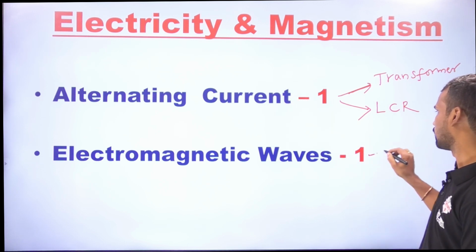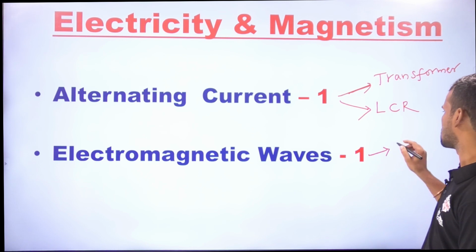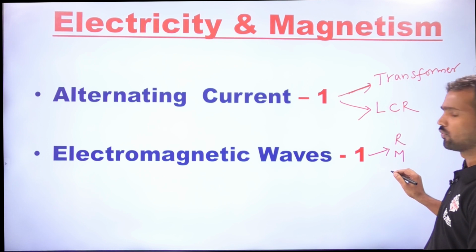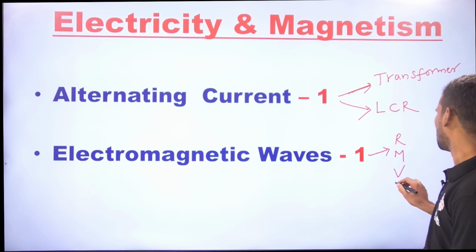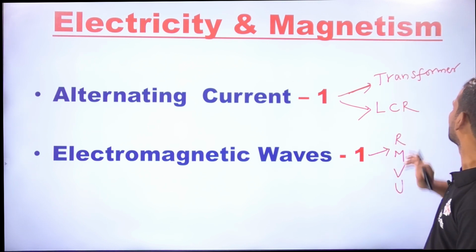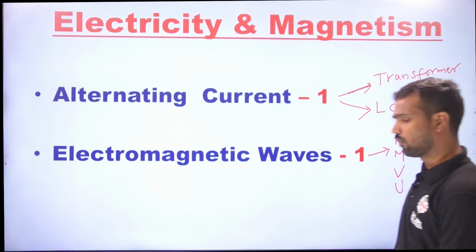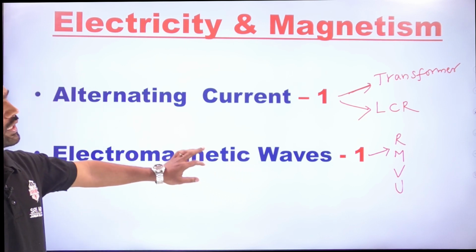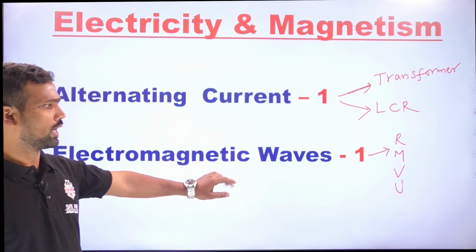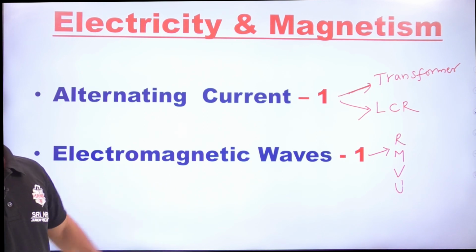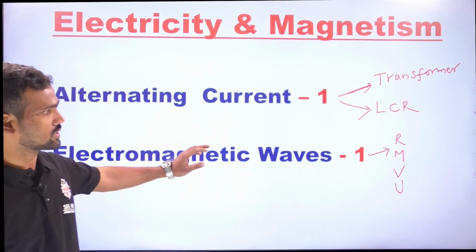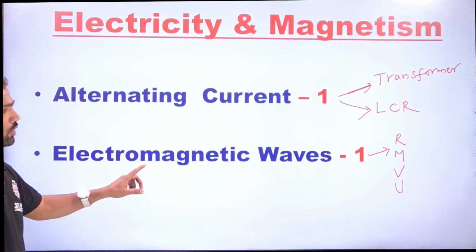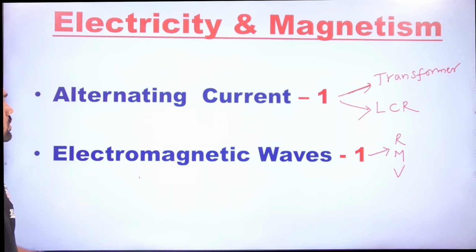In the electromagnetic waves, here we have the shortcut: Red man with a violet uniform. Violet uniform with hexagon means radio waves, microwaves, infrared waves, visible light, X-rays, gamma rays. Based on that, how the frequency, energy and wavelength will vary. Based on that concept, you may get one memory based question here.